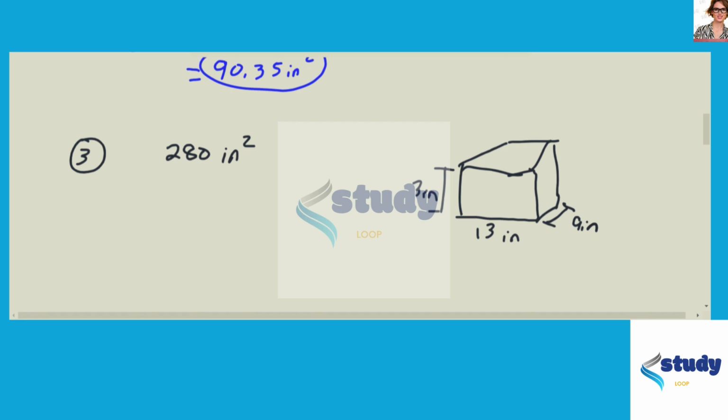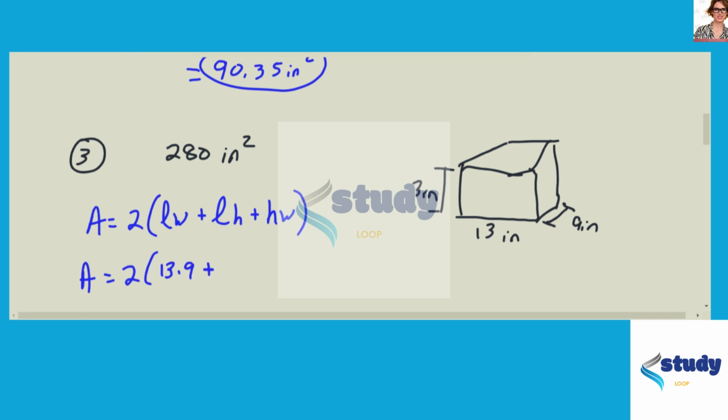Well, in order to do this, we would have to first find the surface area for this piece of cake. Well, we have a formula to find the surface area for, in this case, what is considered a rectangular prism. So to find the surface area for a rectangular prism, A in this case will equal 2 times the length times the width, plus the length times the height, plus the height times the width. So in this particular case, we're going to have 2 times the length, so 13 times the width, which is 9, plus the length, which is 13, times the height, which is 3, plus the height, which is 3, times 9, because that's the width.